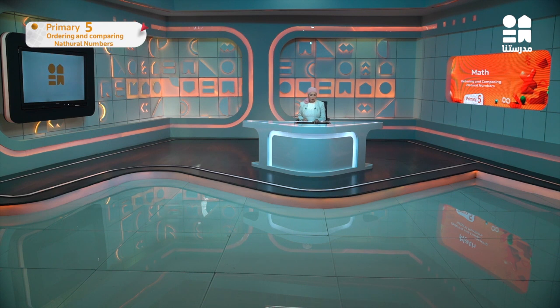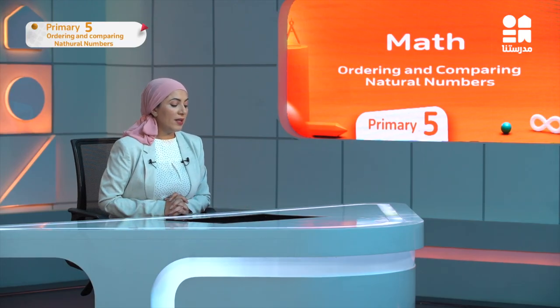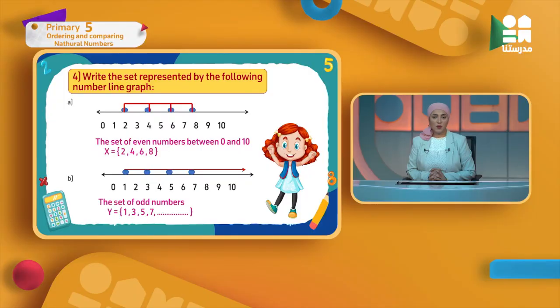So here, write the set represented by the following number line graph. Here, if I have a number line graph as you see, the first one, it is the set of even numbers between 0 and 10, x equals 2, 4, 6, and 8, as you see. So this is the set of even numbers between 0 and 10.